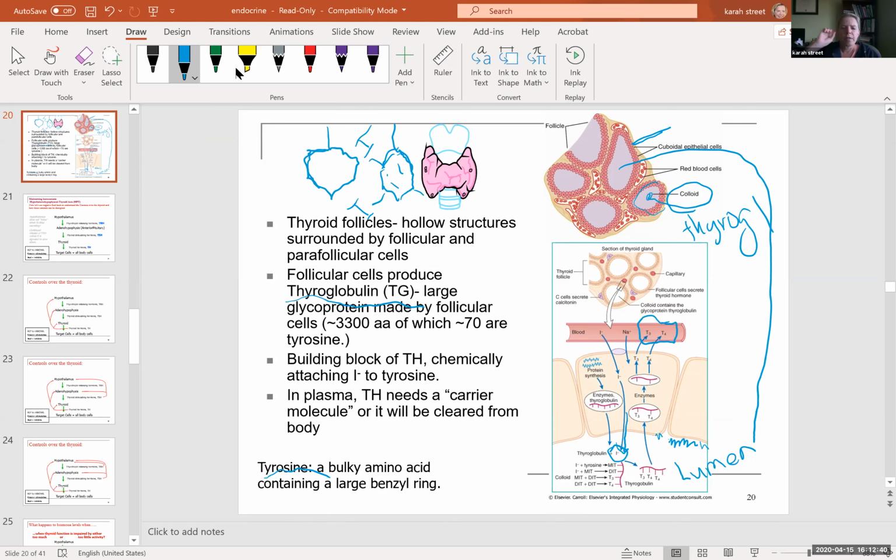Look, thyroid hormone targets every cell in the body, and thyroid hormone is considered to be permissive. Let me explain what that word means. No other hormone in your body will work correctly if you do not have adequate amounts of thyroid hormone. No other hormone will work correctly.